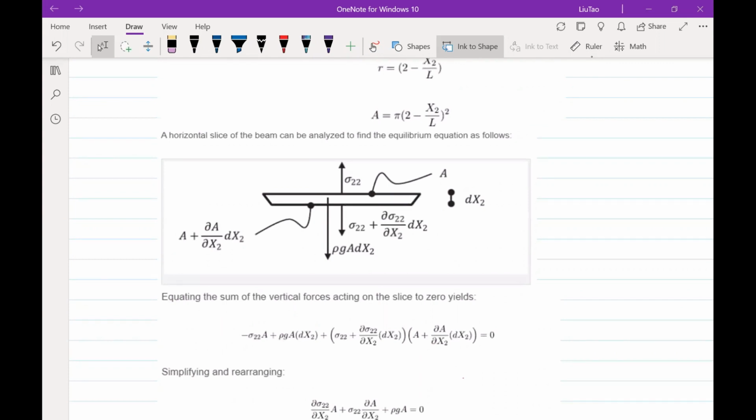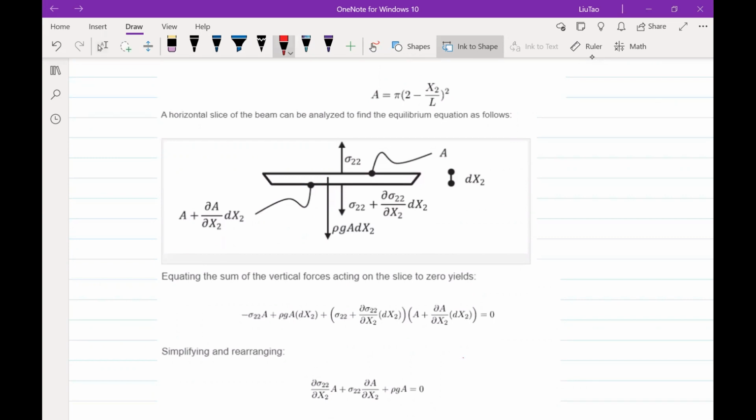Next, we need to find the equilibrium equations. So we take a horizontal slice of the beam, and we find the stress. If we know that this differential volume is in equilibrium, then the stress on the top surface is sigma 22, and the stress at the bottom surface is equal to sigma 22 plus partial sigma 22 over partial x2 times the length dx2.